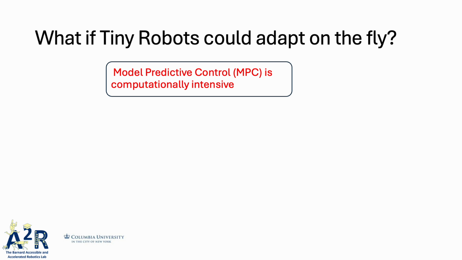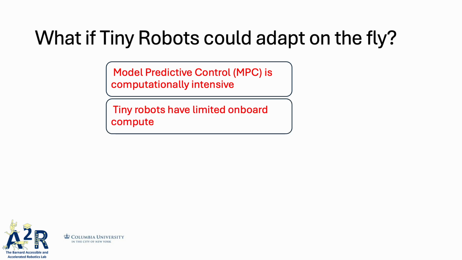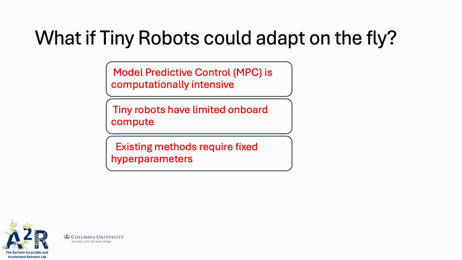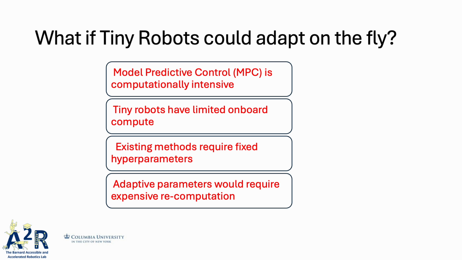MPC, while providing excellent control, is computationally intensive. Current approaches use pre-computed caches to enable real-time MPC on MCUs, but they require fixed hyperparameters that can't adapt to changing conditions. And using adaptive parameters traditionally requires expensive recomputation of the entire cache. Recent advances in cache-embedded MPC have enabled really great results to solve this problem.